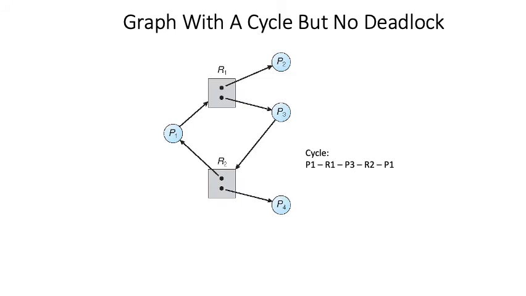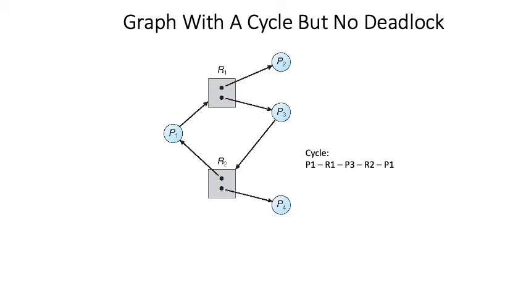Next we have another graph, and this time there is a cycle but no deadlock. If you look here, we have P1, R1, P3, R2, P1. So there is a cycle here. However, it is not considered a deadlock because resource 1 and resource 2 both have 2 instances. For R1, one of the instances belongs to P2, which is not within the cycle. Therefore, it is not considered a deadlock.